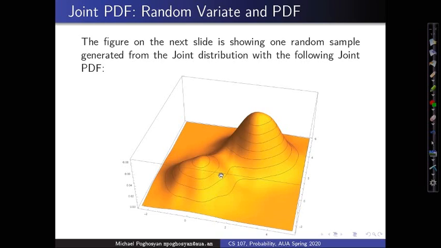Now, what will be the possible values? What are the possible values generated from random vectors? Let me just quickly recall the one-dimensional case.